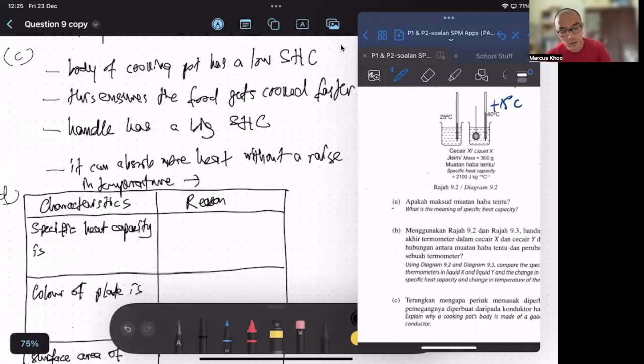Okay, therefore, keeping the user safe from burning. Okay, so it keeps the user, whoever is holding the handle, safe from this one. Actually, it can absorb more heat without a rise in temperature. Actually, it's before rising in temperature. Okay, but I think the idea is there.